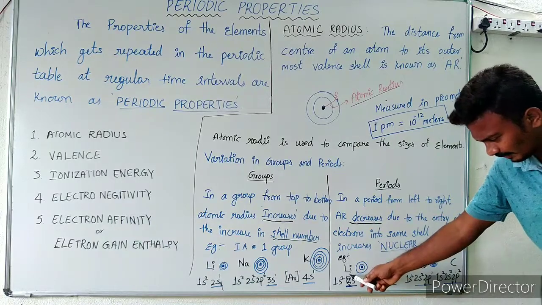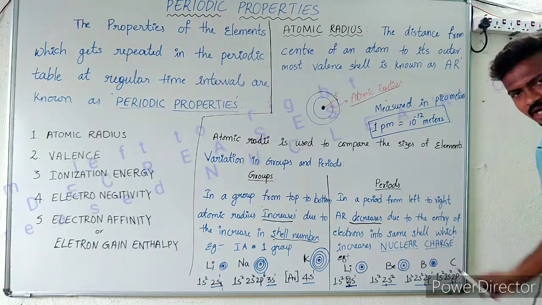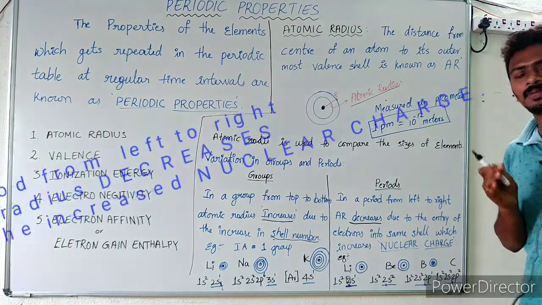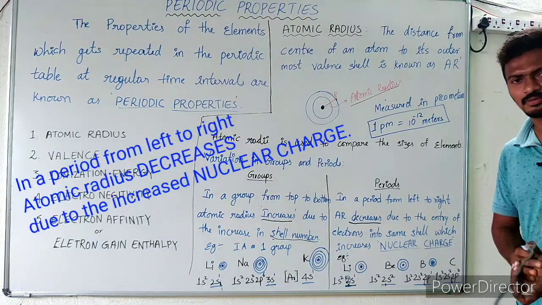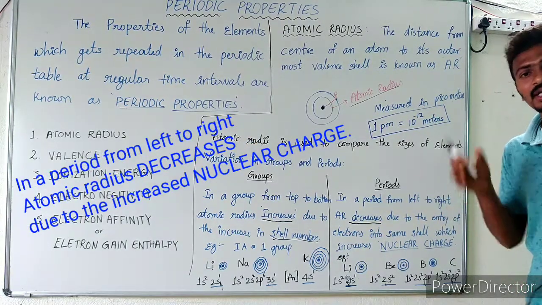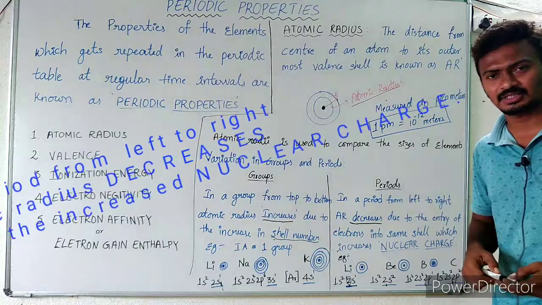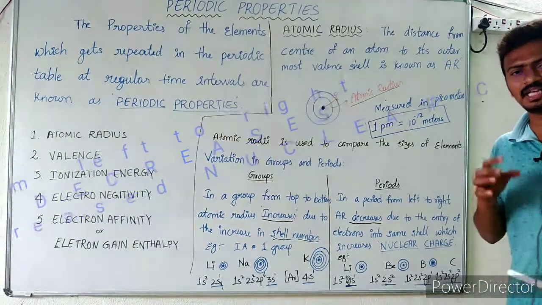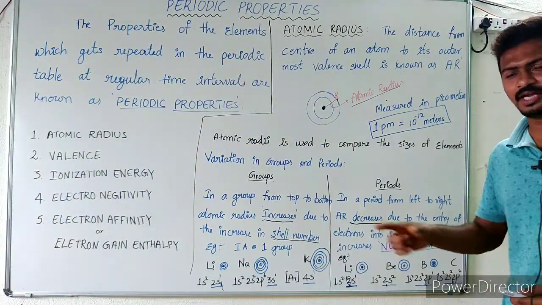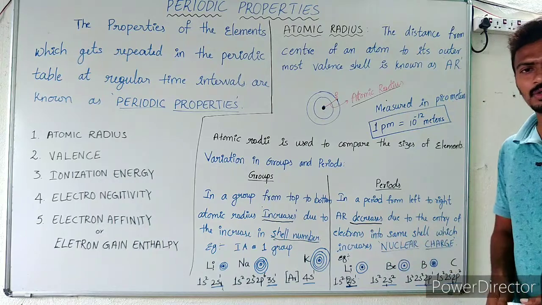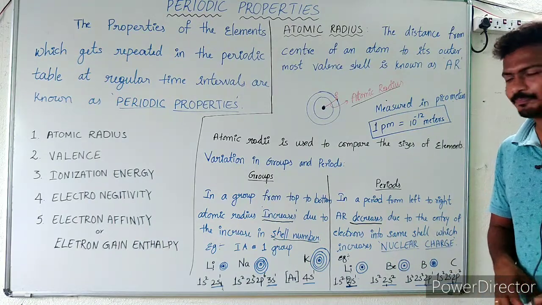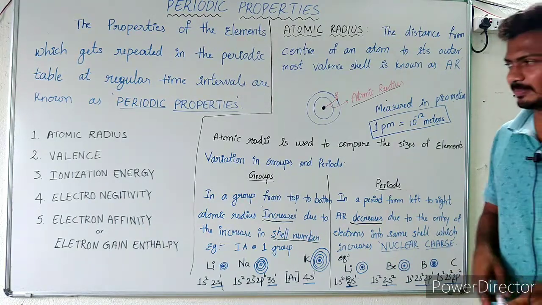So gradually, what happens from left to right in a period? The atomic radius decreases. Why is it going to decrease? Due to the increase in nuclear charge. Due to the increase in nuclear charge in a period from left to right, the atomic radius is going to decrease. Okay? So this is all about the atomic radius.